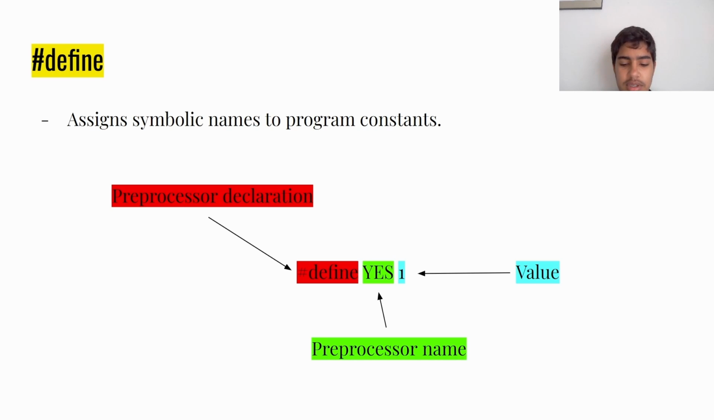So the declaration, as you can see, is you have your hashtag define, and then you write your preprocessor name, which could be anything, and then you write your value. So later you can use yes instead of using one. So if you want to use a boolean, then you can just say yes when you're saying true instead of writing one or true.